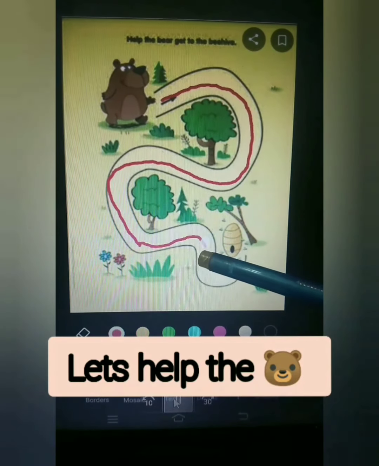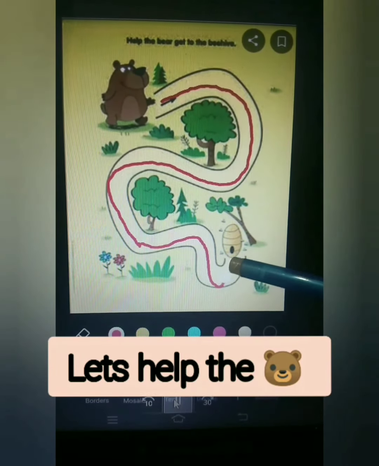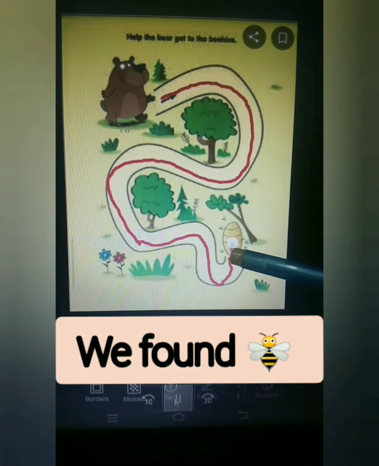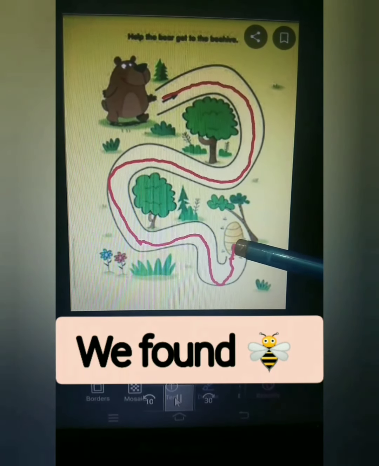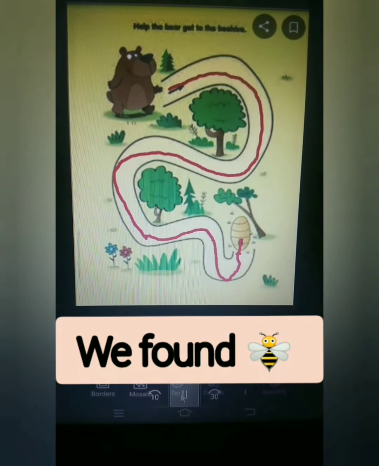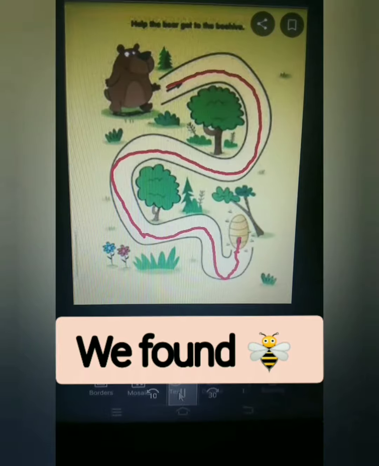Now we will come down and we will go up. Oh, there is a beehive. So the bear found the beehive and he is very happy and saying, "Thank you everyone for helping me to get to the beehive." So children, what all things we did today?